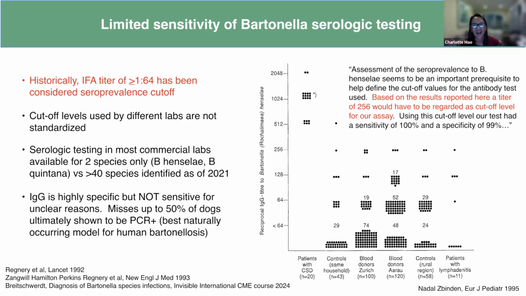So what I have here is a quote from the paper that notes that based on the results reported here, a titer of 256 would have to be regarded as a cutoff level for our assay. And using this cutoff level, our test had a sensitivity of 100% and a specificity of 99%. And that is for patients with cat scratch disease. But in terms of assessing whether a patient has a history of exposure and infection to Bartonella, if you use a titer of 256, you're going to miss a lot of patients who historically would have been considered positive with a titer of 1 to 64 or greater.